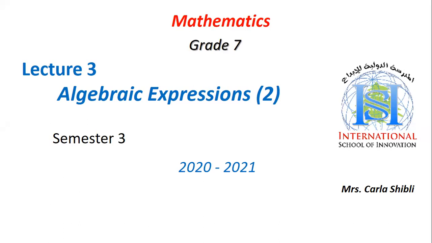This is part 2 of the lesson that we started last week, Algebraic Expressions 1, in which we talked about the definition of an algebraic expression. Then we talked about monomials. A monomial has a sign, a coefficient, and a variable. After that, we saw that like terms or like monomials are the terms that have the same variables, and the variables have the same exponents. Finally, we saw how we write a monomial literally or in a simple way.